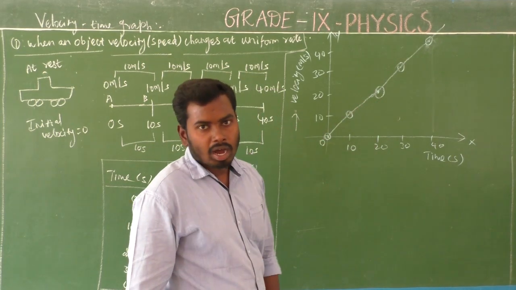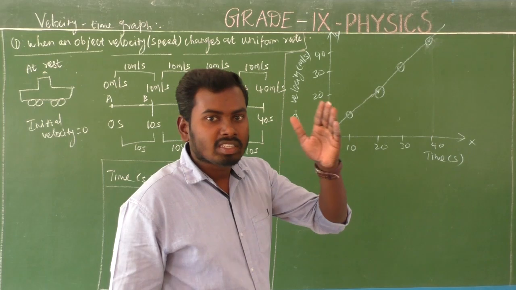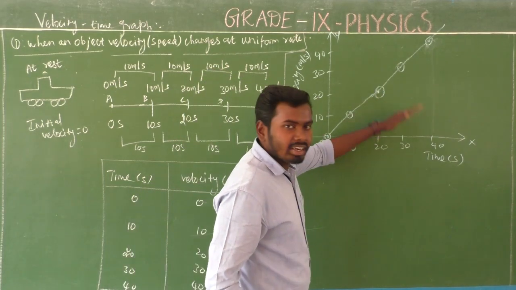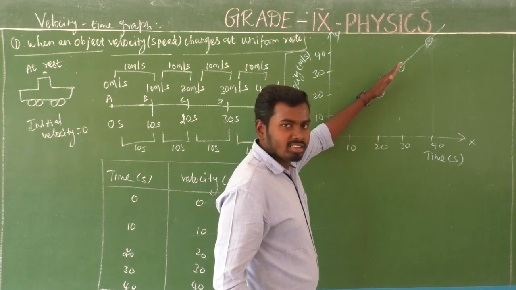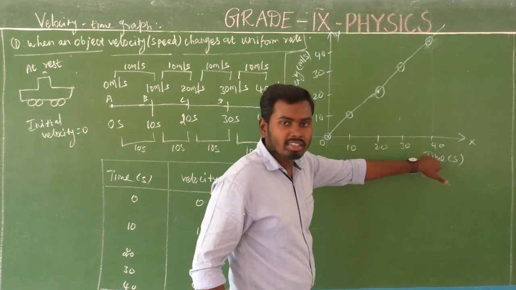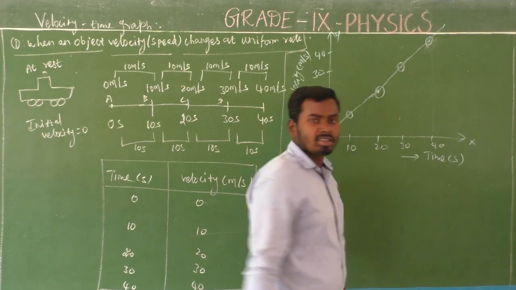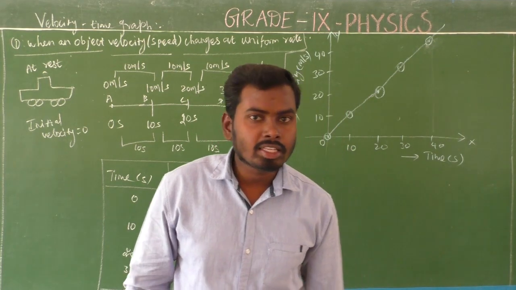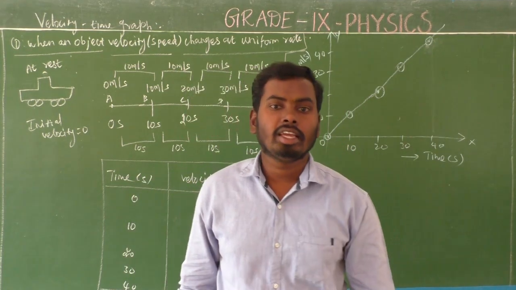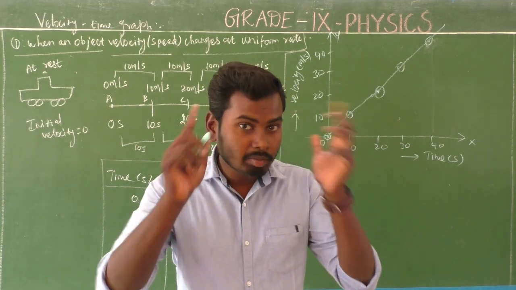So in a velocity time graph, if the straight line is inclined, look at here, the straight line is inclined to the time axis. This is the time axis, alright, it means x-axis. We can say the object is at uniform velocity. This is a very important point. Keep that in your mind.